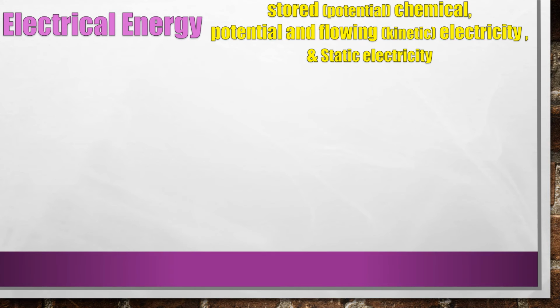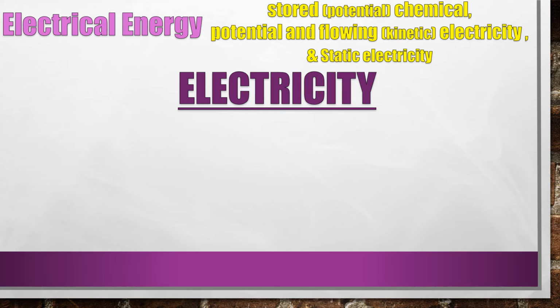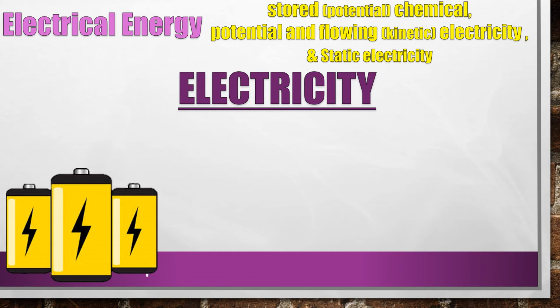When I go to electrical energy, then it comes in a couple of different forms. I can either have stored chemical energy, which we call stored potential chemical energy. I can have potential and flowing kinetic energy, which we call electricity. Or I can have static electricity, all of which are electrical energy. Right? So the idea of the stored would be like batteries. We understand batteries store energy.